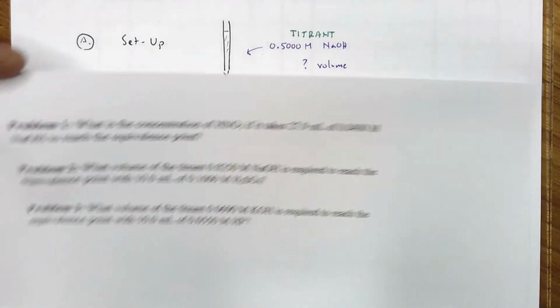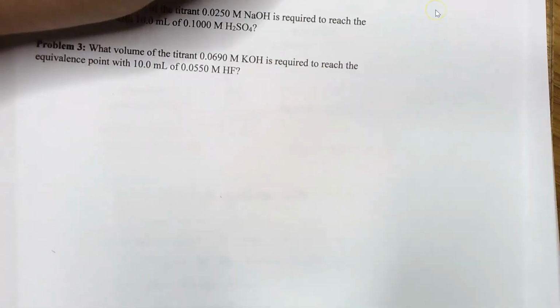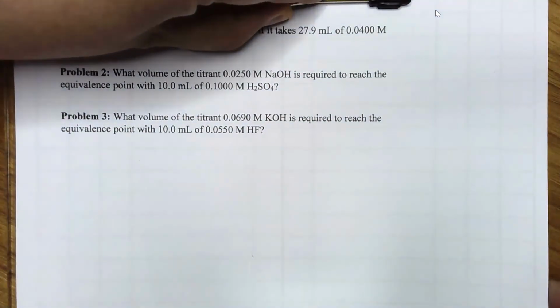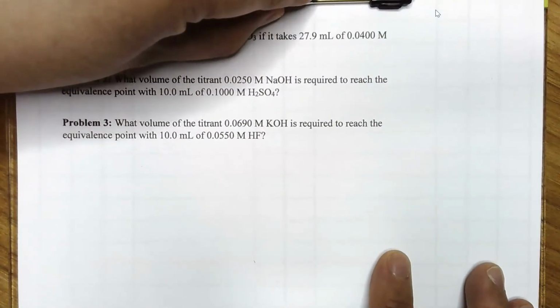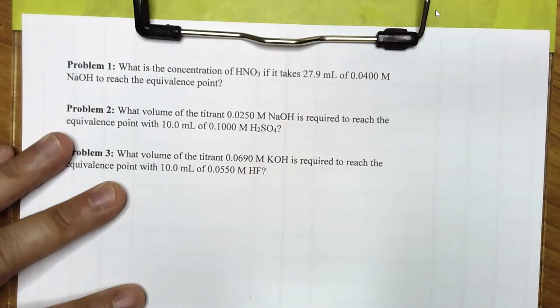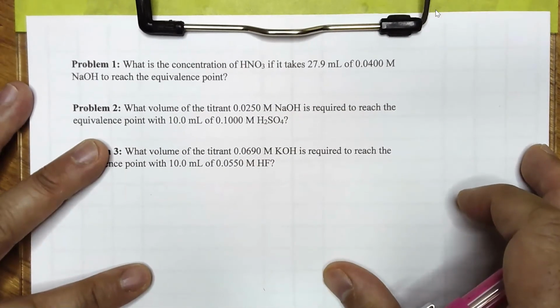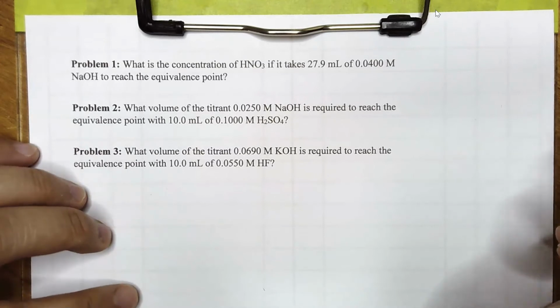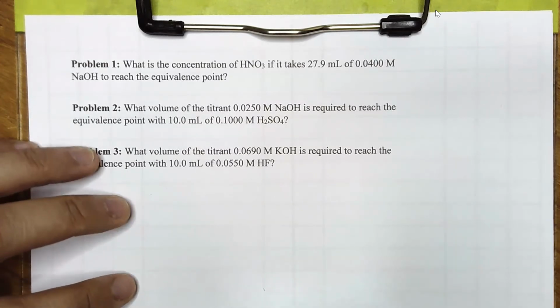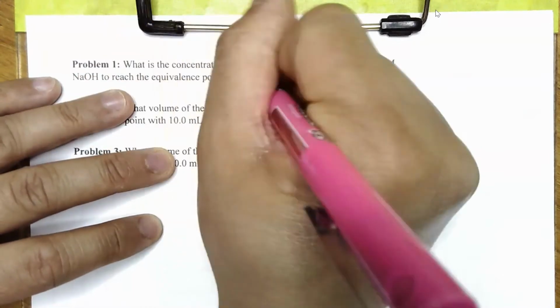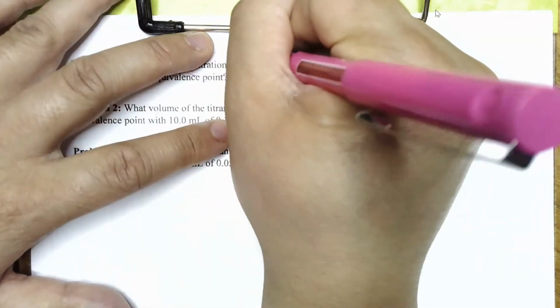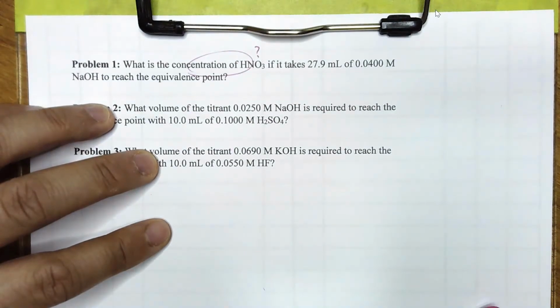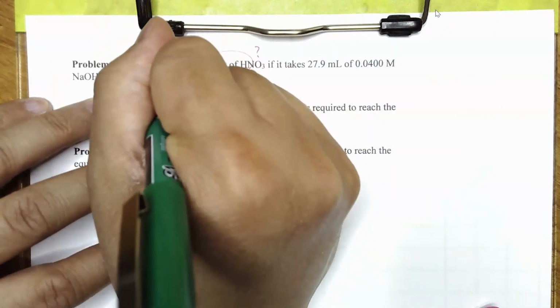Look at the problems that we're about to do and what could be asked, now that we have a decent idea of the equivalence point. Let's compare and contrast these 3 problems. Problem number 1. What is the concentration of HNO3 if it takes 27 milliliters of 0.400 molar NaOH to reach the equivalence point? So the question is, what is the concentration of acid? This is question mark, when we get to that point in the titration where we reached equivalence.